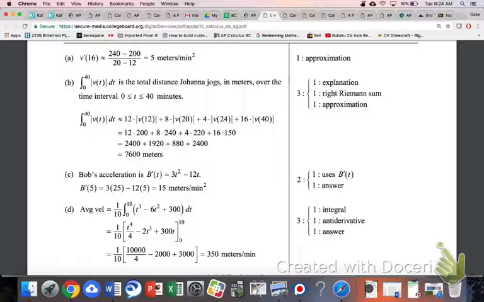Yep. Why is it a positive 220? On B, it asked for total distance. Yeah, Riemann sum. And then it's total distance, explain the meaning. Oh, so it's total distance traveled, right? But it's absolute value. So if you look at your table there, if you put absolute values around this, they all become positive. Thank you. Yep.